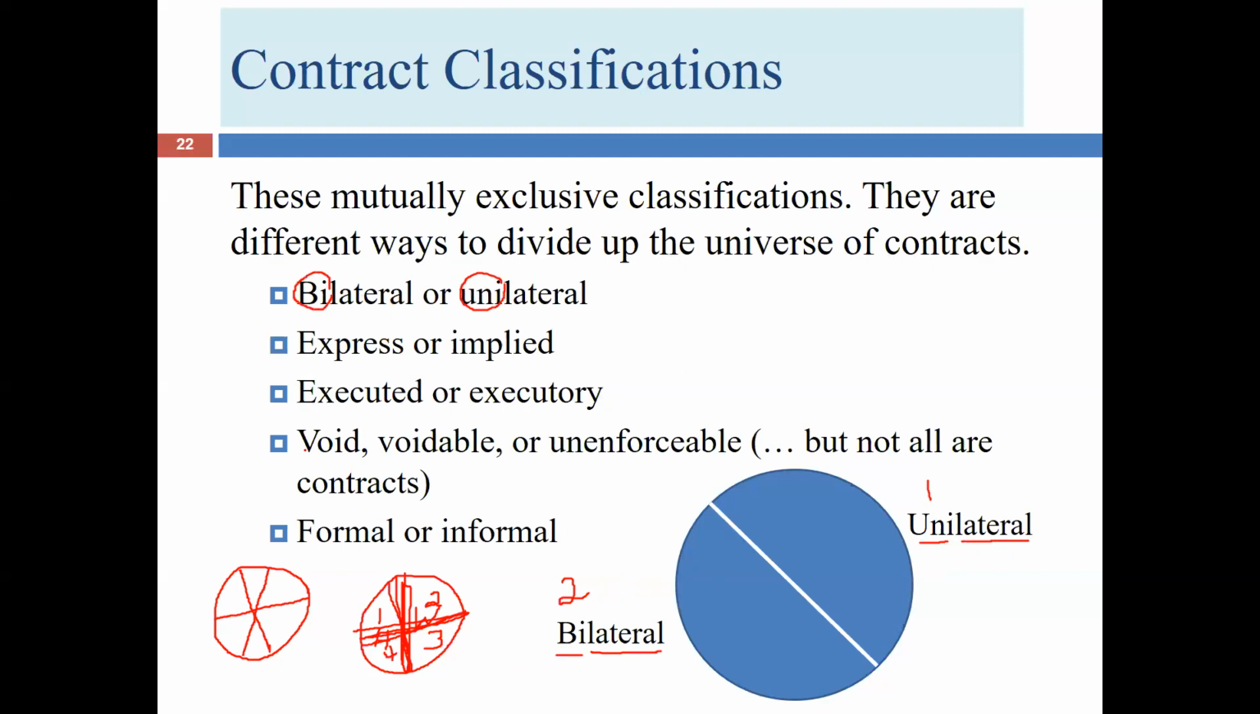But there's other ways of dividing up the world of contracts. One is to look at express or implied contracts. Another is to look at whether the contract is executed or executory. A fourth way is to consider whether it's void, voidable, or unenforceable. And then a fifth way is to consider whether it's formal or informal. So let's go forward and examine these different ways of dividing up the world of contracts.